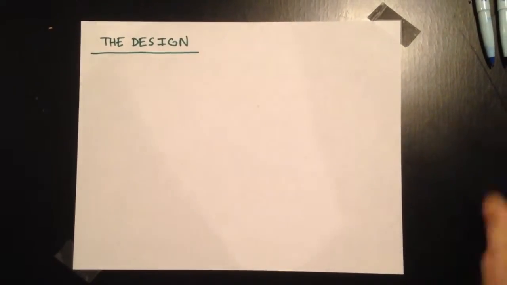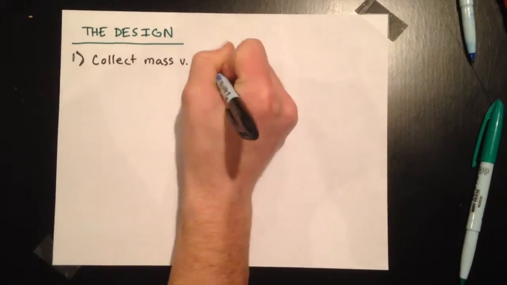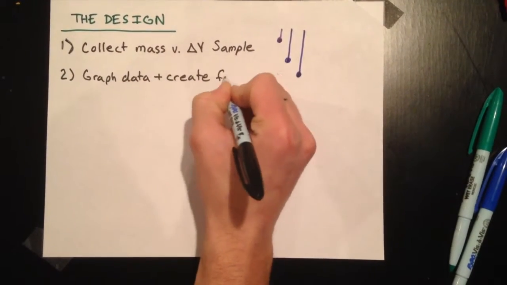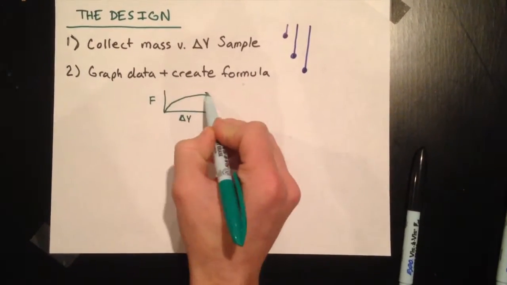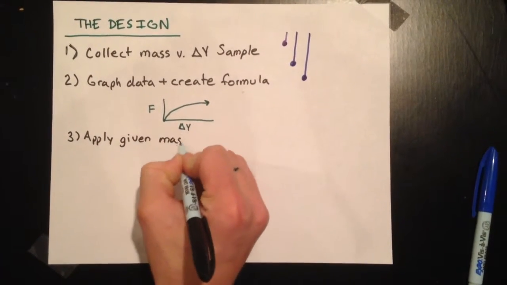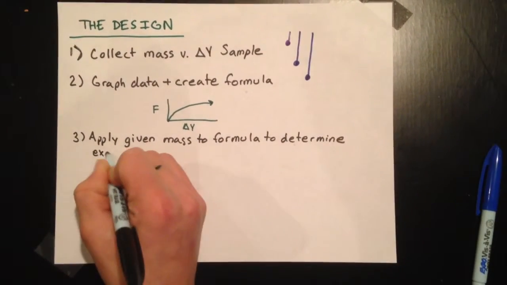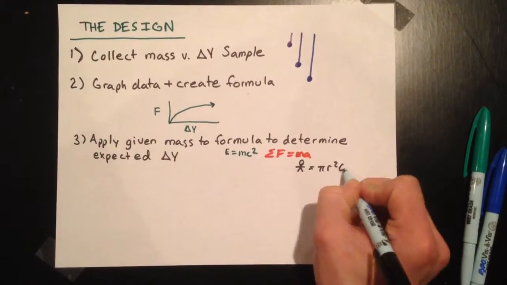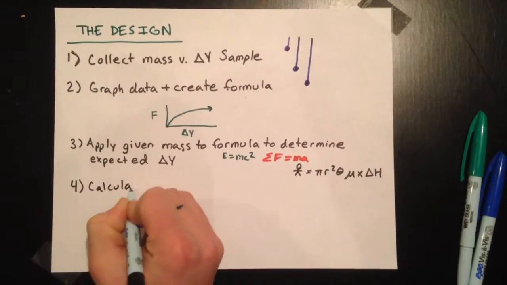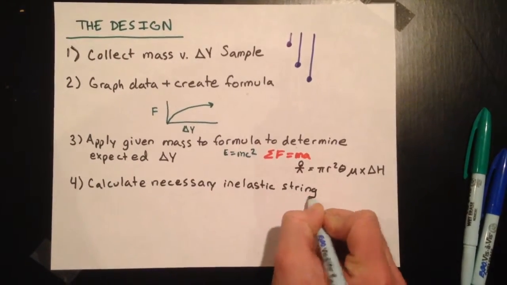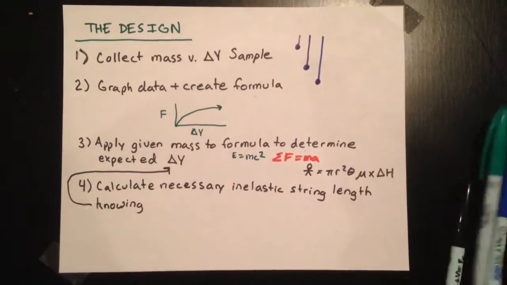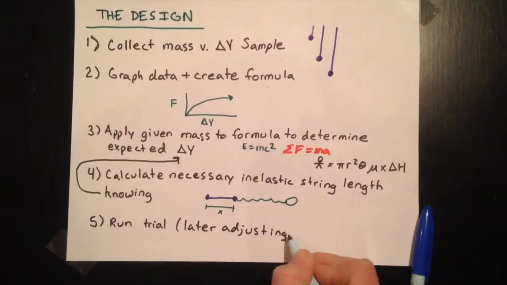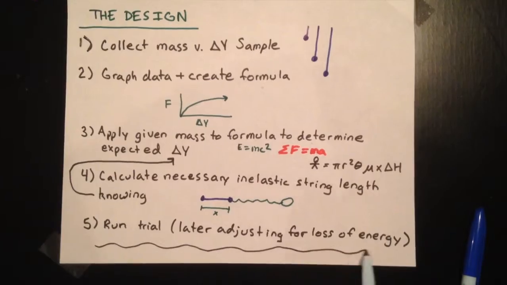The first part of any great experiment is to create an experimental design. Now first we hung the masses and calculated the difference in the bungee length compared to the mass. Second, we graphed our data in Microsoft Excel 2013 and created a formula using the helpful formula creating software. Third, we applied the given mass to our formula to determine the expected change in y. Last, we calculated the necessary inelastic stretch length, knowing that the change in y could be calculated from our formula. Then we ran our trials.